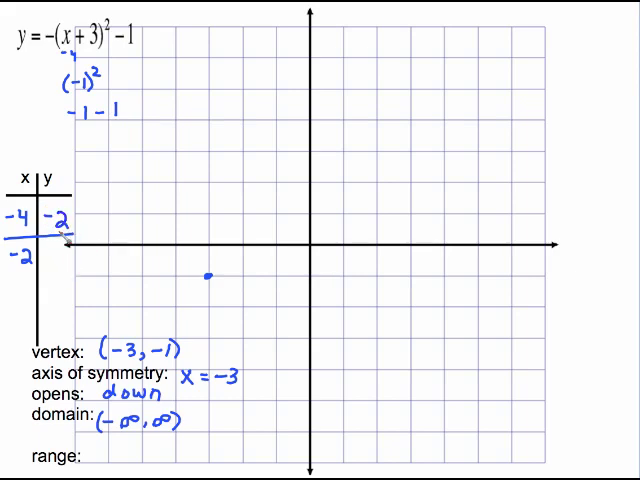Let's verify that that's correct by doing the arithmetic here. -2 plus 3 is 1. 1 squared is 1 with a negative in front, and there we go. We've got -1 minus 1 is -2. So all I need to do is graph those 2 points. -4, -2 is here. -2, -2 is there. And my curve is going to face down and look about like that.